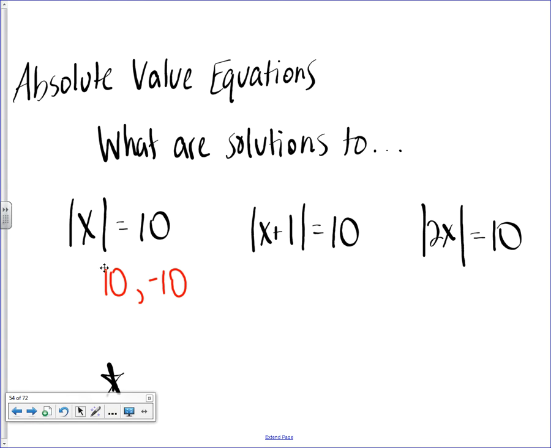All right, moving over here to the middle problem. What value for x can I plug in there so that the absolute value of that thing will be 10? Well, if I put a 9 in there, 9 plus 1 would be 10. Okay. There also is another value that I could put in there. If I put in a negative 11 in there, negative 11 plus 1 is negative 10, then the absolute value of negative 10 is positive 10. And moving over here to the right-hand side, values for x that will make that be 10. So if I put a 5 in there, 2 times 5 is 10.